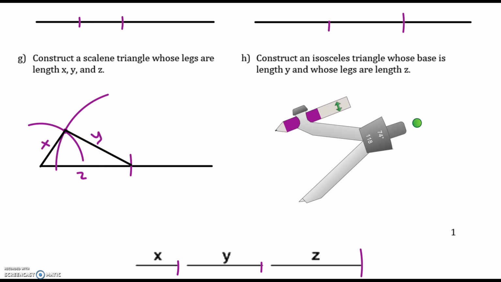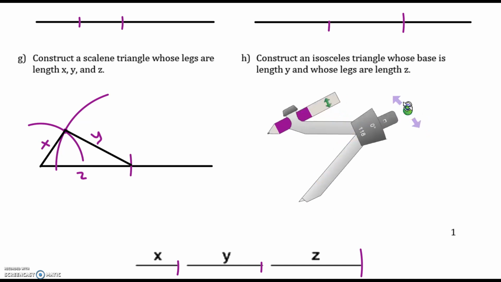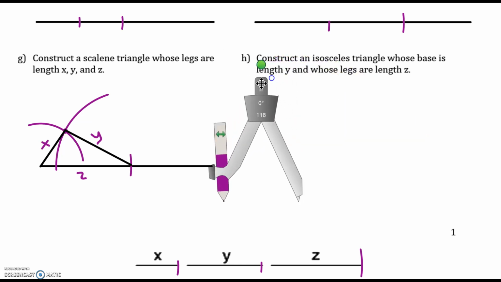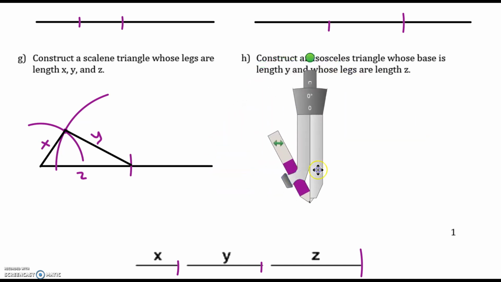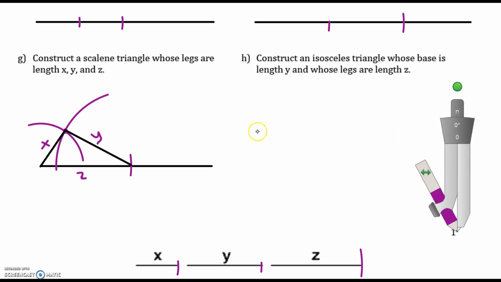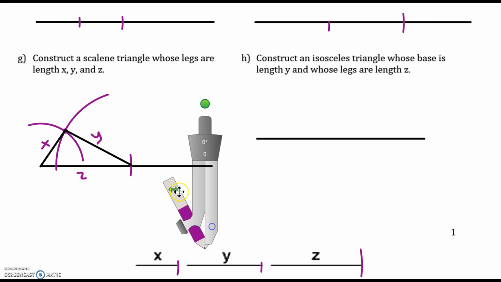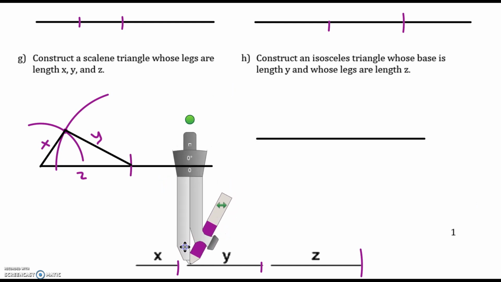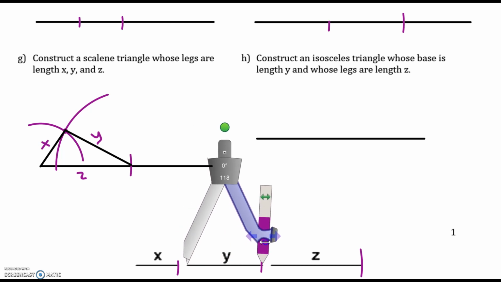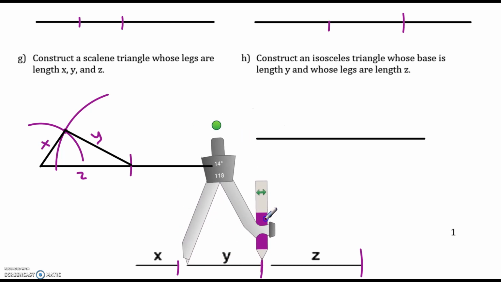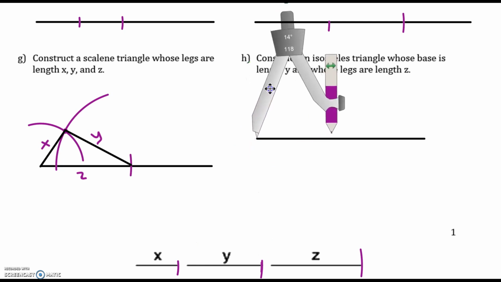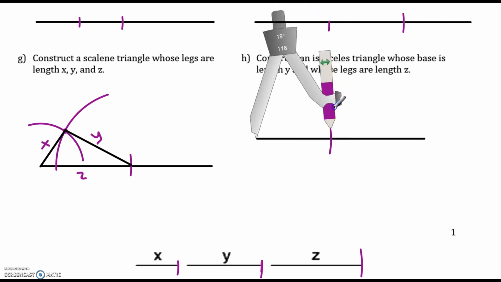We're going to do a very similar thing for H, only H is going to be an isosceles triangle. So instead of having 3 different sides, some of them will be the same. So I'm going to start by drawing a segment to put this on. And it says that my base is going to be length Y. So I will copy length Y first to put it near the bottom, just because that's given to us first. You don't have to put the base on the bottom. And we're going to move that up here. And there will be length Y.